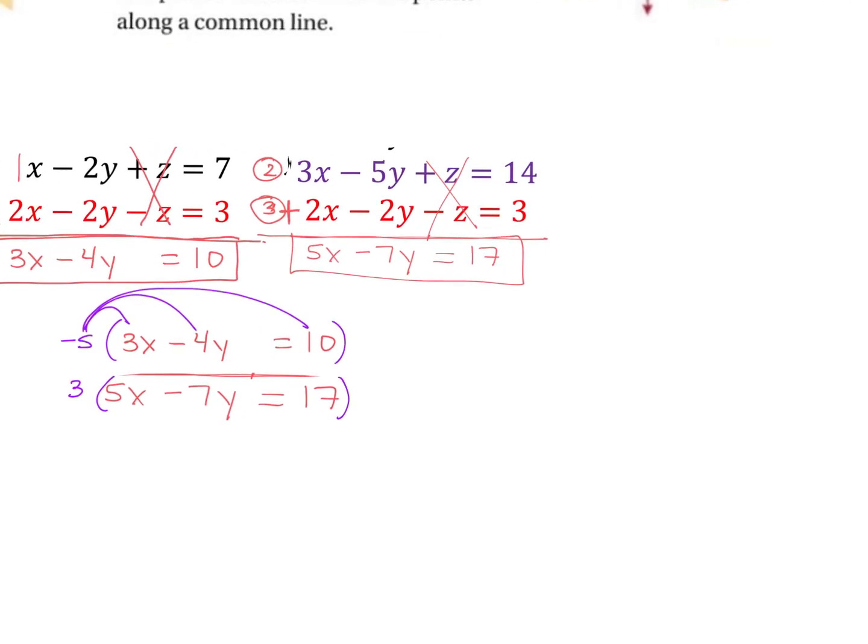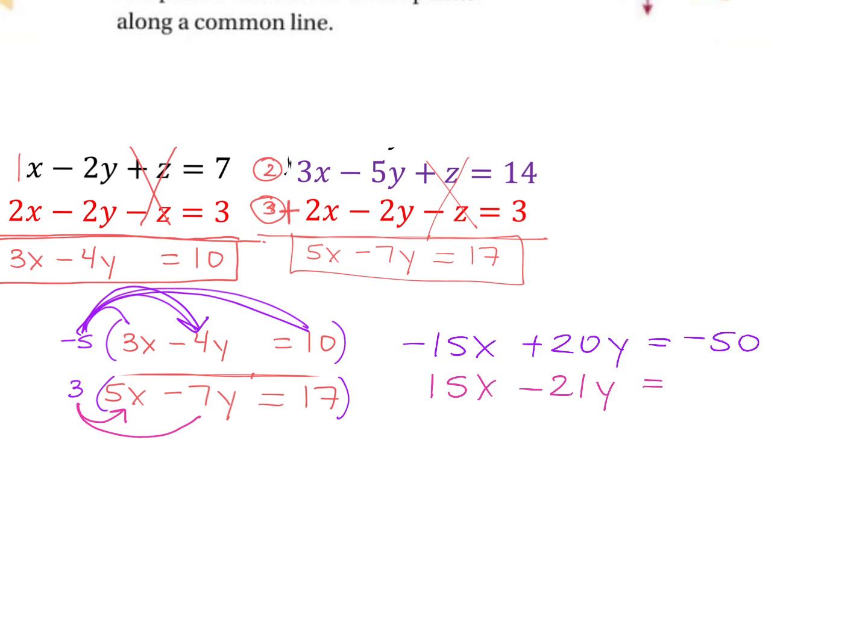Okay, so now this is going to be negative 15x plus 20y minus 50 equals a negative 50. Okay, so negative 15x plus 20y equals negative 50. On bottom, we're going to distribute the 3. 15x minus 21y equals 51. Thank you, 51. Okay. Still with me? Okay.